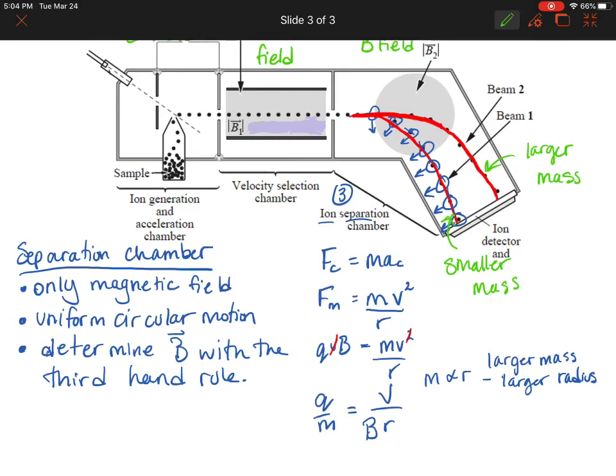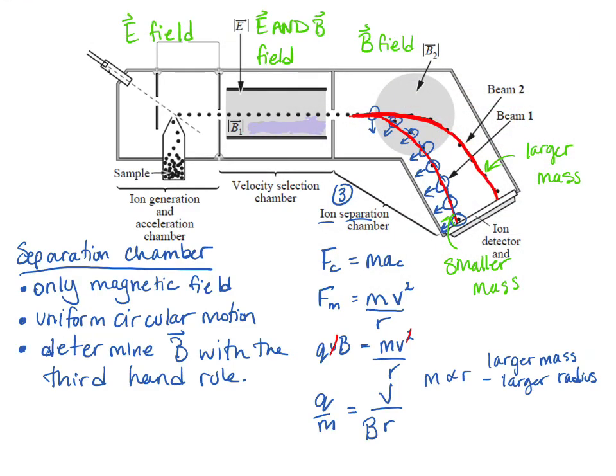Okay? So we like to solve for charge to mass ratio because likely all of these ions will have the same charge, so we just want to know how that relates to their mass.